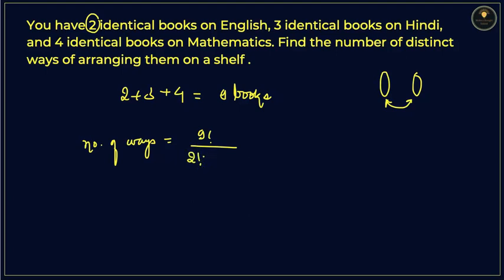Since there are 3 identical Hindi books, we will write divided by 3 factorial. And similarly, if you are having 4 identical maths books, I will divide it with 4 factorial, and that's it. That's the answer that you will get. That is 9 factorial by 2 factorial into 3 factorial into 4 factorial.